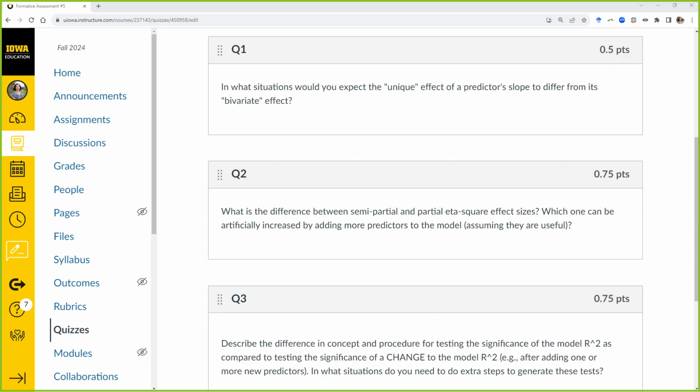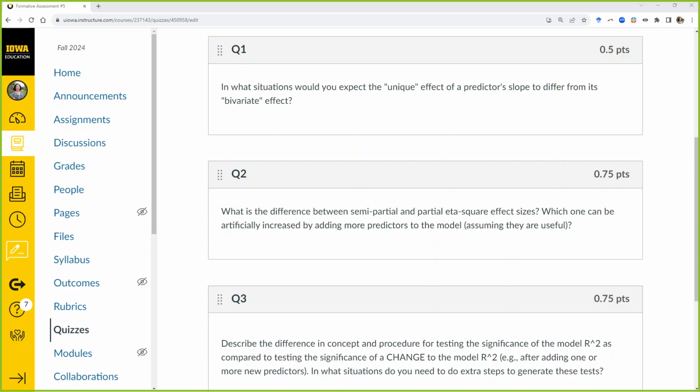So yes, the semi-partial eta square effect size is looking at the unique contribution to the R squared, right? When we're talking about R squared, we're talking about the unique contribution of a predictor to the overall model R squared. When we're talking about the partial eta effect size, we're talking about what's left over, right?